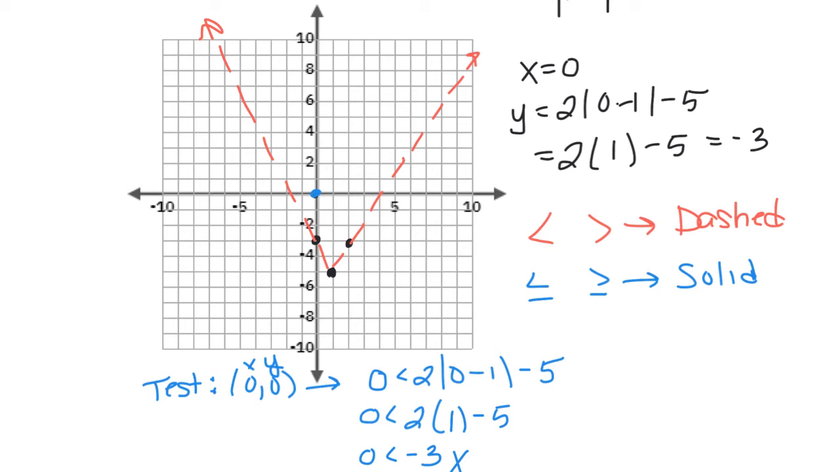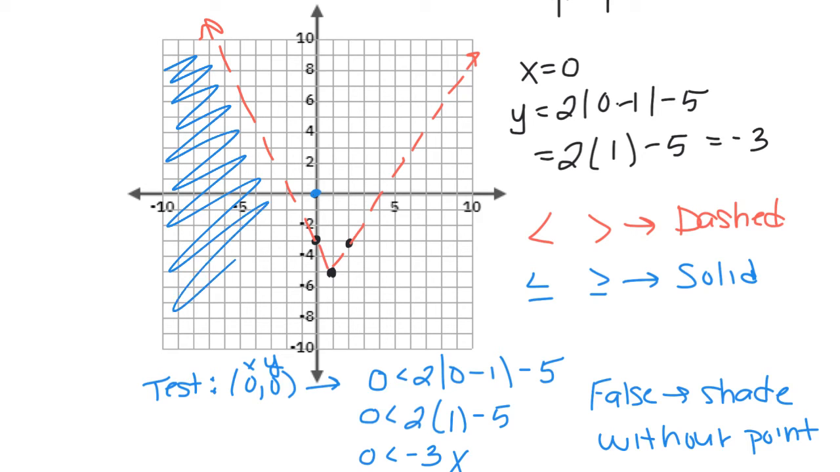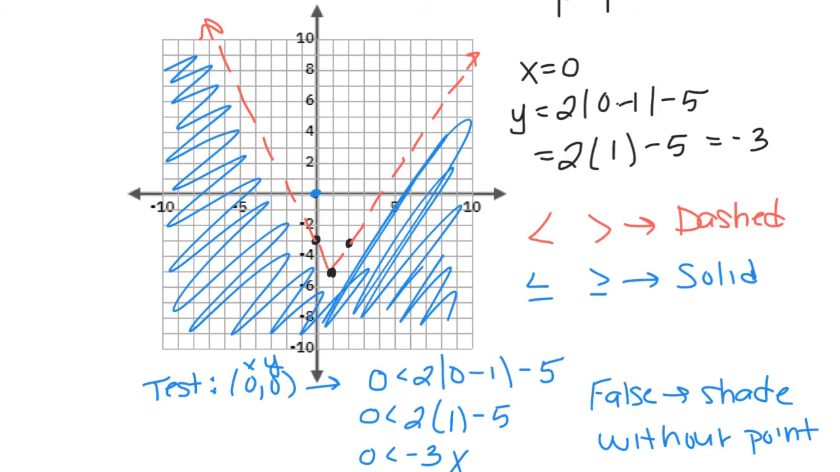Since our test point came out false, that means we're going to shade without the point. Our test point was 0, 0, and 0, 0 falls inside, so we're going to shade on the other side, which is on the outside. So this is the graph of this absolute value inequality. Let's do one more.